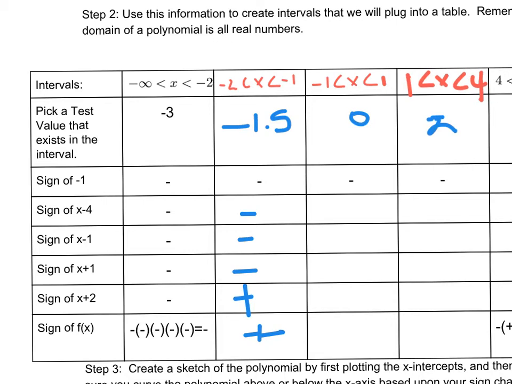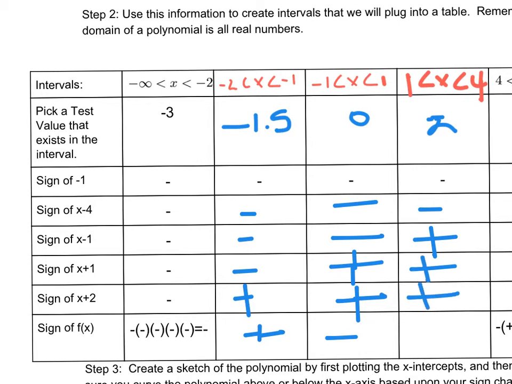Okay, now I plug in 0. 0 minus 4 is negative. 0 minus 1 is negative. 0 plus 1 is positive. And 0 plus 2 is positive. Since there's 3 negatives, my final answer will be negative. Okay, I plug in 2. 2 minus 4 is negative. 2 minus 1 is positive. 2 plus 1 is positive. 2 plus 2 is positive. Since I have 2 negatives, that's a positive.